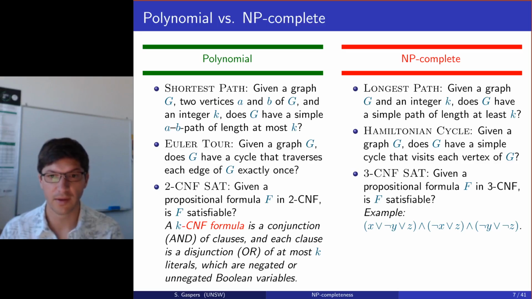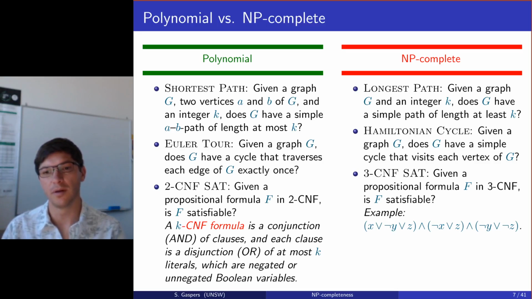We have 2-CNF-SAT and 3-CNF-SAT, where for satisfiability we are usually given a Boolean formula in conjunctive normal form. So we have variables that represent Boolean values, let's say 0 or 1, and then they are combined using a big AND, a conjunction of clauses. And each clause is a disjunction, an OR, of at most k literals. And a literal is one of these Boolean variables or its negation.